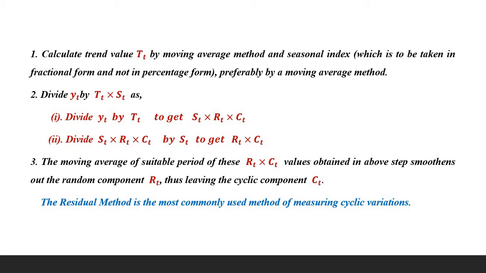Then divide YT by TT into ST. First divide YT by TT to get ST into RT into CT. Then divide ST into RT into CT by ST to get RT into CT. So the moving average of suitable period of these RT into CT values obtained in above steps smoothens out the random component RT, thus leaving the cyclical component CT. So the residual method is the most commonly used method of measuring cyclical variations.